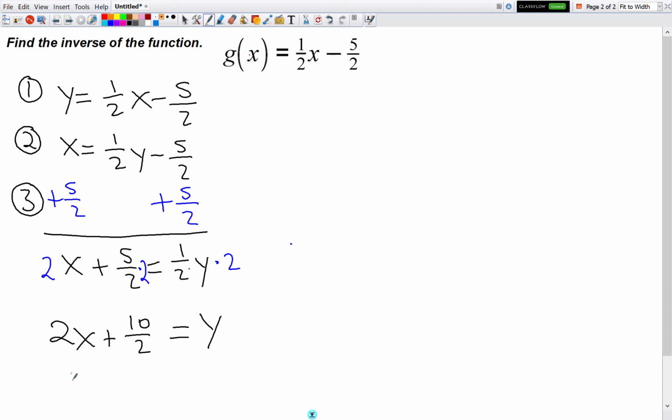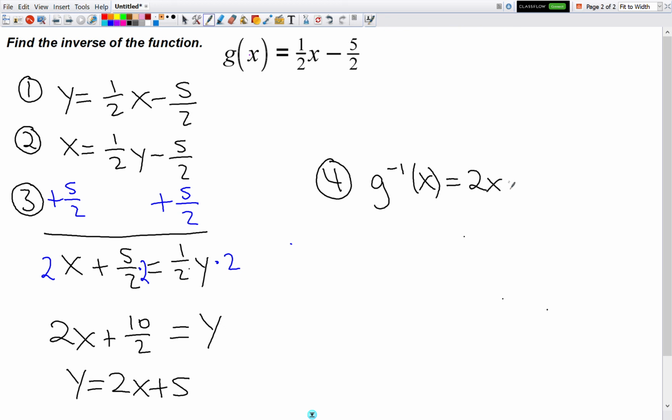I'm going to bring the y to the left side rather, and I'm going to call this 2x plus 5. So that's step 3, solving for y. We've done that task. And step 4 is just write inverse notation. Since this function is called g, we're going to call it inverse of g. So I put that -1 looking symbol, where it looks like an exponent, but it's not really an exponent. And then we have it equal to step 3's answer, which is 2x plus 5.